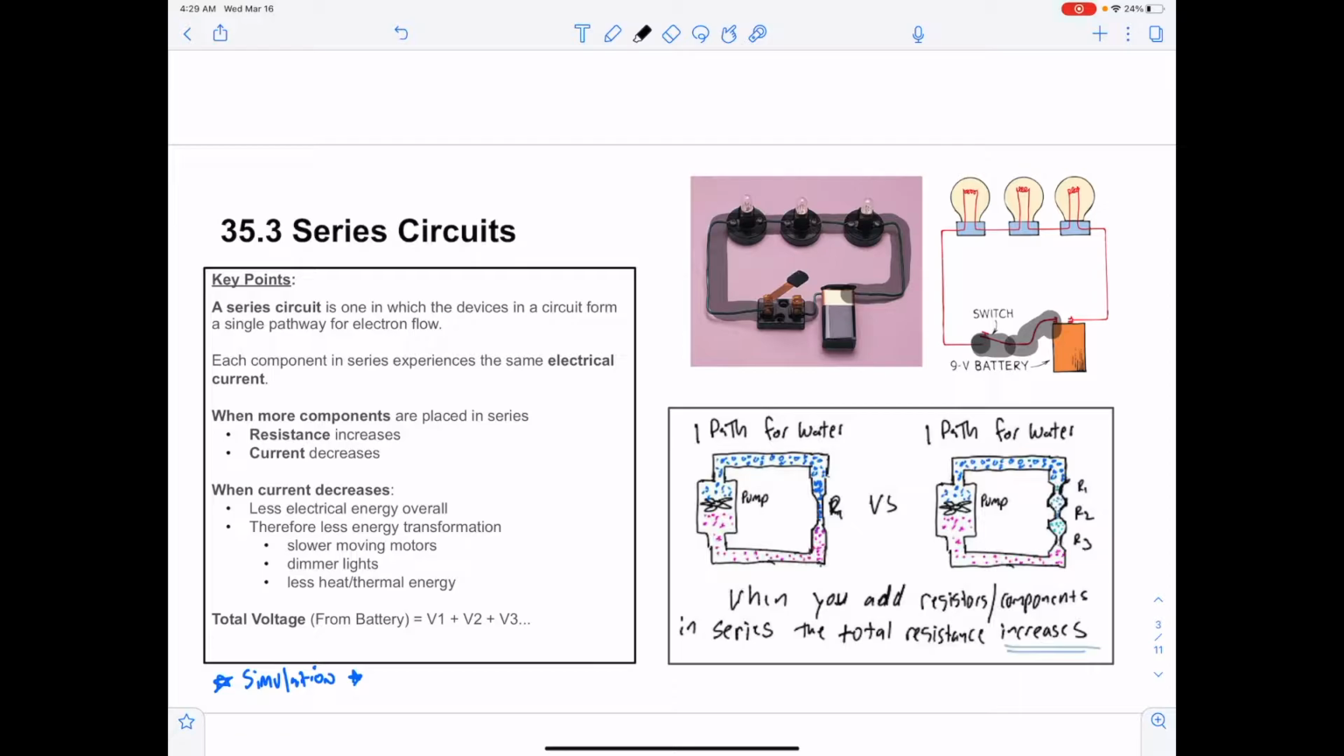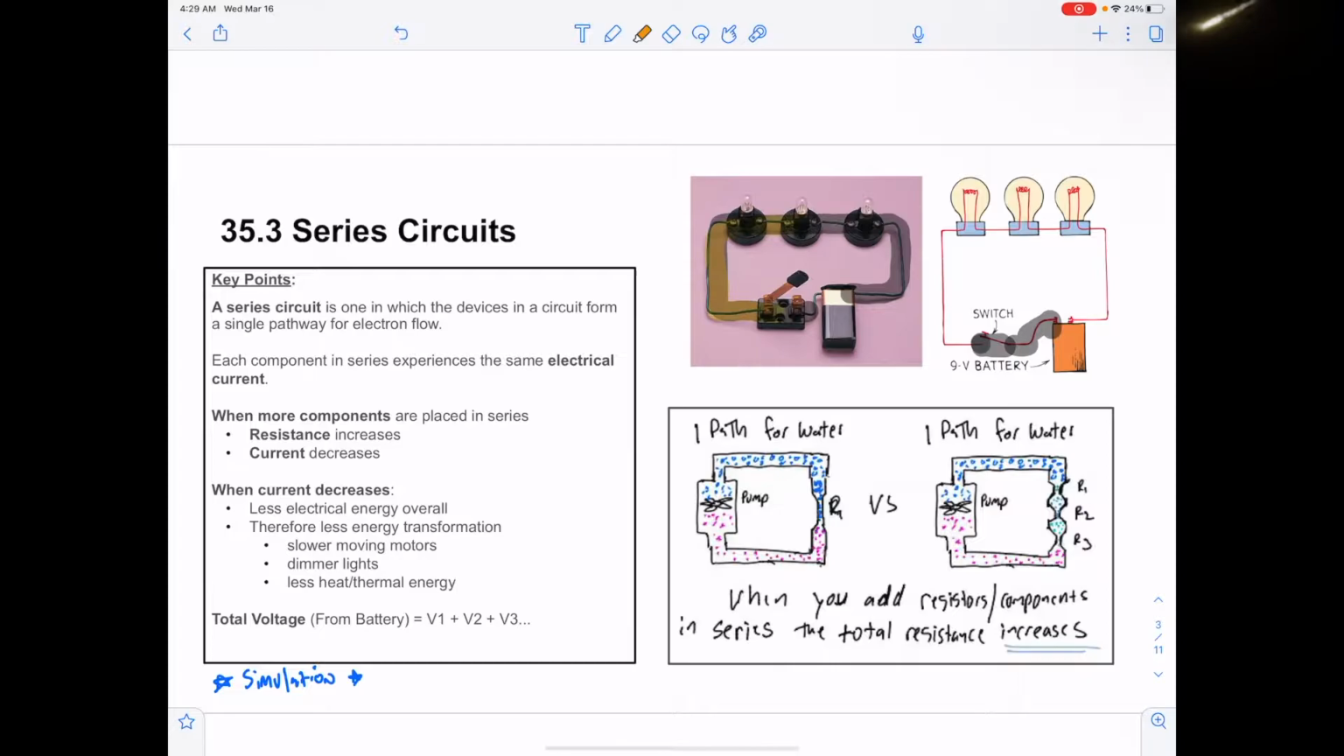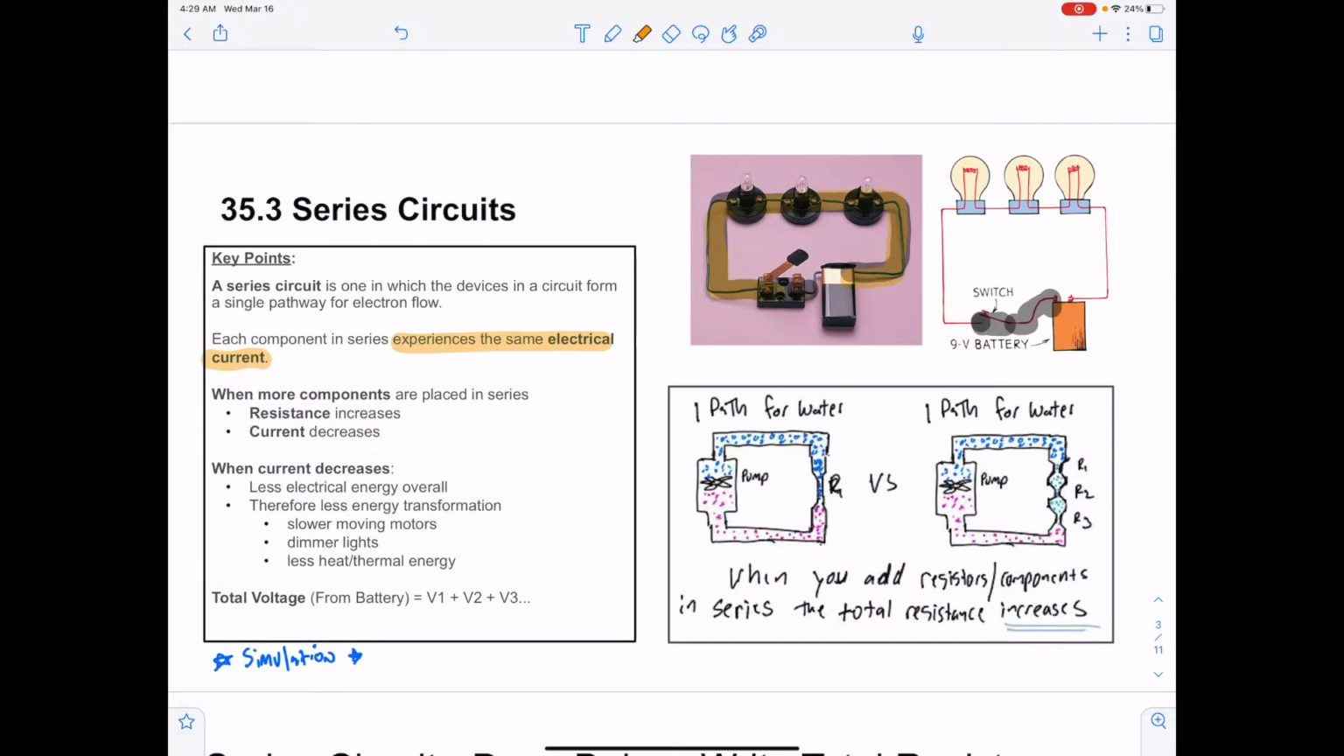But if we think about that slightly differently, that tells us something more interesting: if you put components in series, each component experiences the exact same electrical current. And electrical current has electrical energy, so how much electrical current is really what analyzing our circuits is all about. Current, we said in the past, is dependent from Ohm's law on the voltage and limited by the resistance. As you add more components in series, our resistance increases, and as a result, our current decreases.